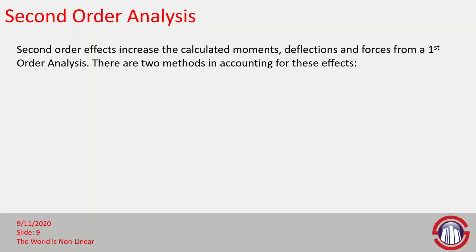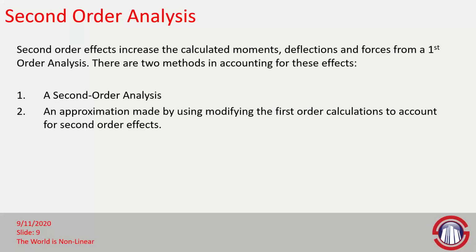And there's basically two methods for accounting for these effects. We have a second order analysis, which we'll be doing in SRAM. There's also another method that you're probably used to doing by hand, where you approximate these effects by using magnification to basically magnify the first order effects for the second order behavior. And we're really going to be focusing on item number 1 here today.